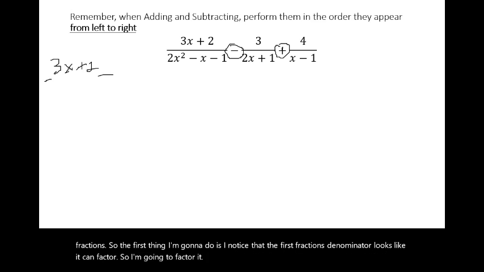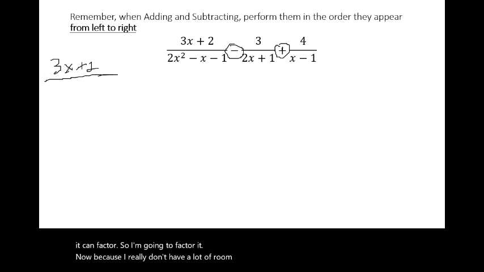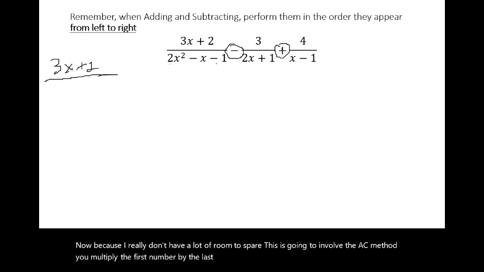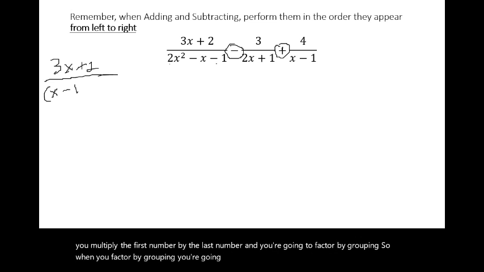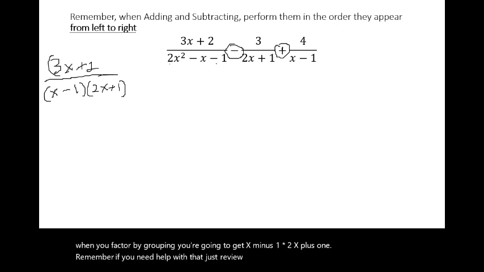Now, because I really don't have a lot of room to spare, this is going to involve the AC method. You multiply the first number by the last number, and you're going to factor by grouping. So when you factor by grouping, you're going to get x minus 1 times 2x plus 1. Remember, if you need help with that, just review your notes on section 5.3. That is when we covered this.